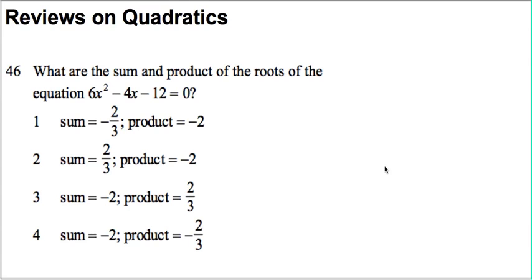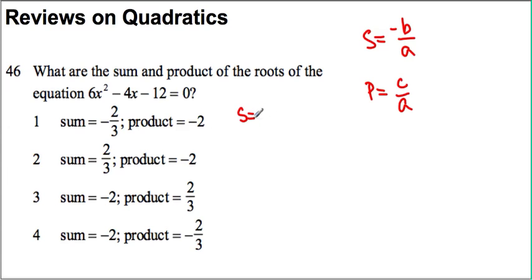Hello, so today what we'd like to do is review quadratics. So let's get started here, starting from number 46. What are the sum and product of the roots of the equation here? If you remember, the sum formula is negative b over a, and the product is equal to c over a. So knowing that, let's apply that here.